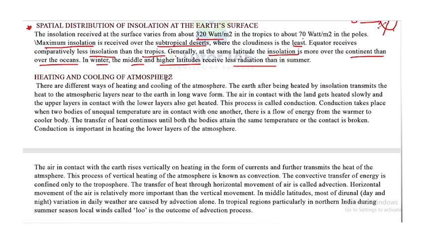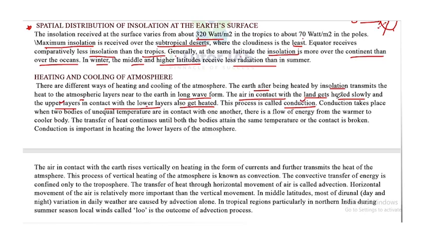Now heating and cooling of the atmosphere. There are different ways of heating and cooling of the atmosphere. The Earth, after being heated by insolation, transmits the heat to the atmospheric layers near to the Earth in a long waveform. The air in contact with the land gets heated slowly, and the upper layers in contact with the lower layer also get heated. This process is called conduction.